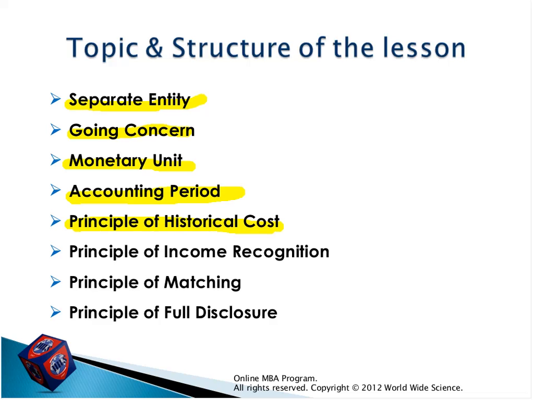Next one, the principle of income recognition. We recognize the income when we, for example, sell the products. We fix the price for the product objectively and get the income. We can collect the money. Next one, the principle of matching: all our efforts as expenses would be matched with the revenue we actually receive.